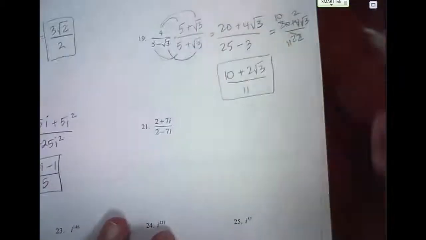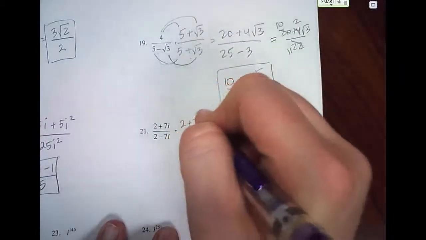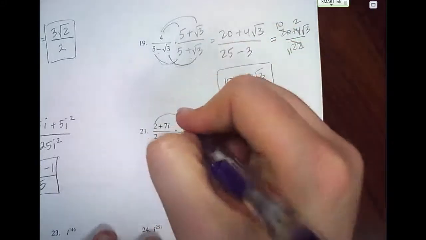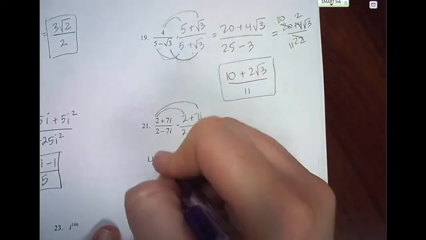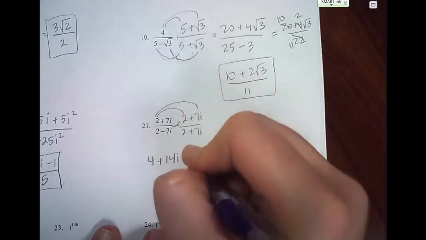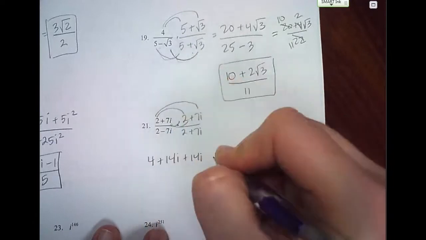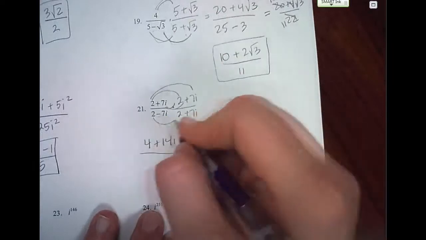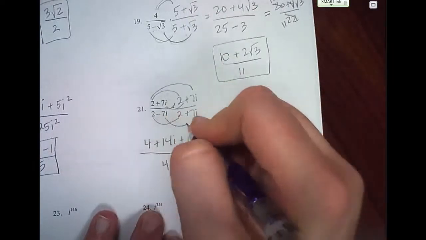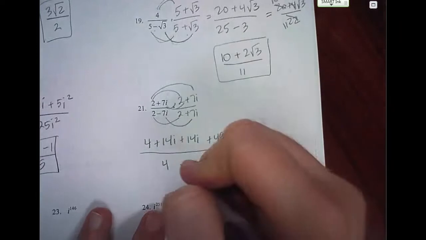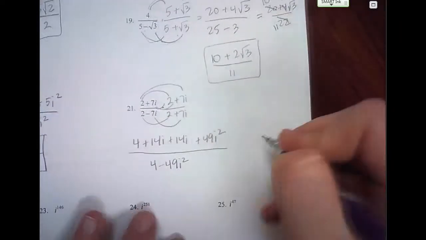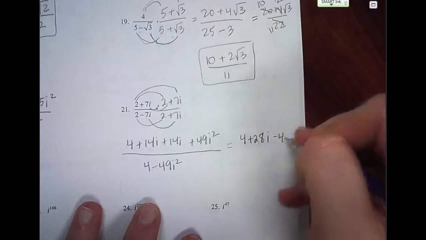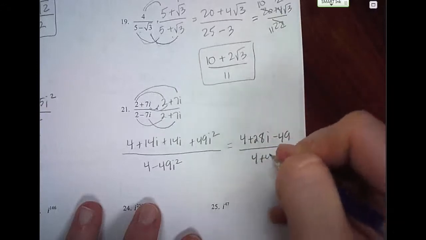And 21, multiply by 2 plus 7i over 2 plus 7i. So this one you have to distribute across the whole top. So 4 plus 14i plus 14i plus 49i squared over, and the bottom you can do the shortcut. 2 times 2 is 4. Negative 7i times 7i is negative 49i squared. 4 plus 28i minus 49 over 4 plus 49.